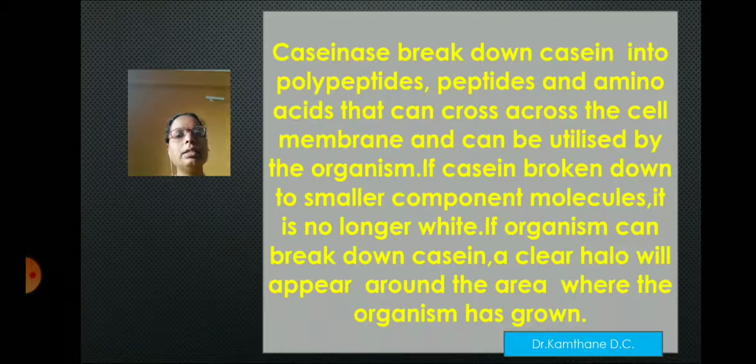Caseinase breaks down casein into polypeptides, further to peptides and then to amino acids, and these amino acids can cross the cell membrane, and in this way the organism can utilize the amino acids. If casein is broken down to smaller component molecules, it is no longer white. If the organism can break casein, a clear hollow zone will appear around the area where the organism has grown.